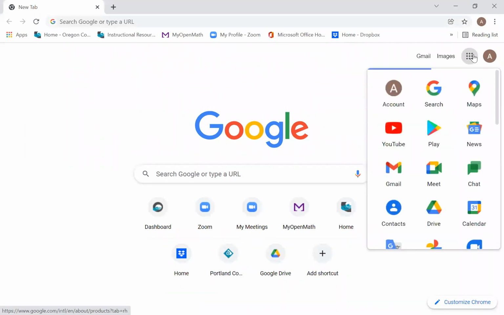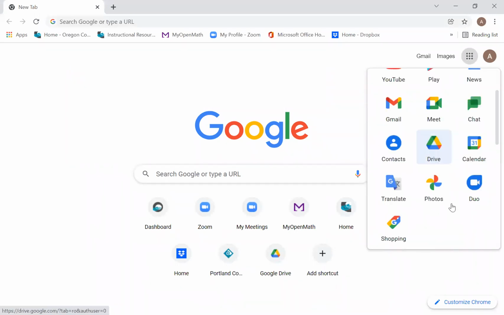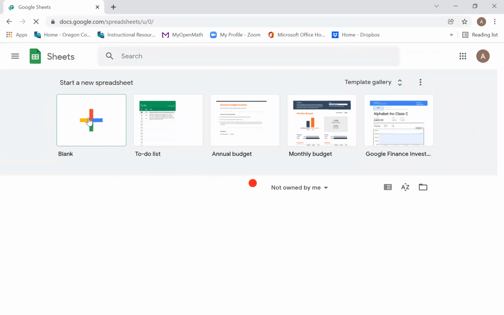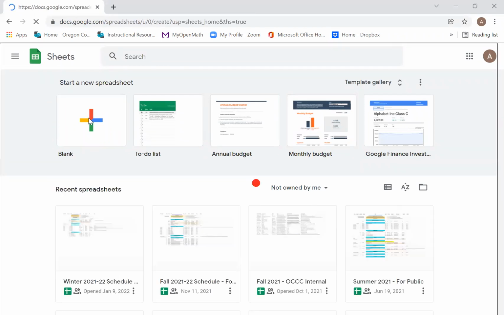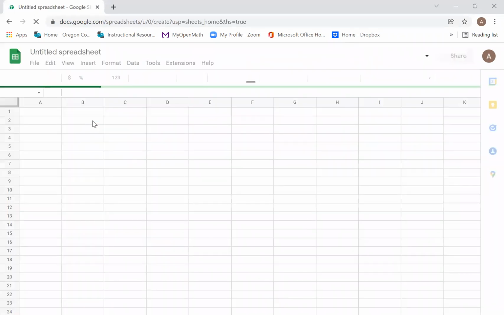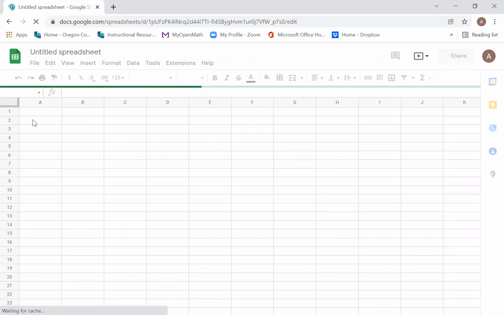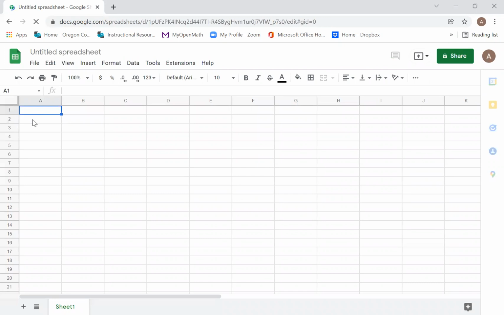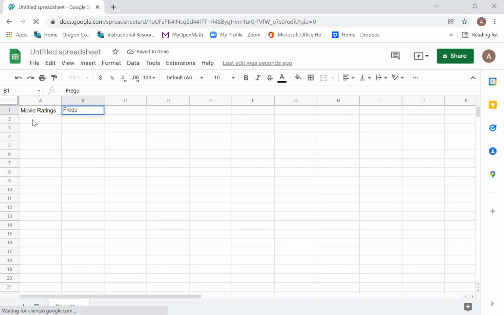Okay, so coming over here, I'm going to access Google Sheets and just make a blank one. And what I'm going to do is create a table of this information. So the movie ratings, I'm just going to copy the table, and I'm just going to do the frequency for each of these.